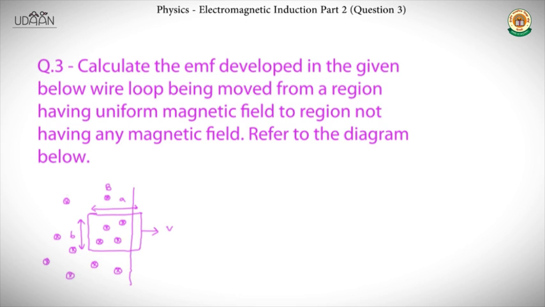So the diagram is given to us, and we are given that the magnetic field is pointing into the plane of the paper. So let's see how to proceed with the question.